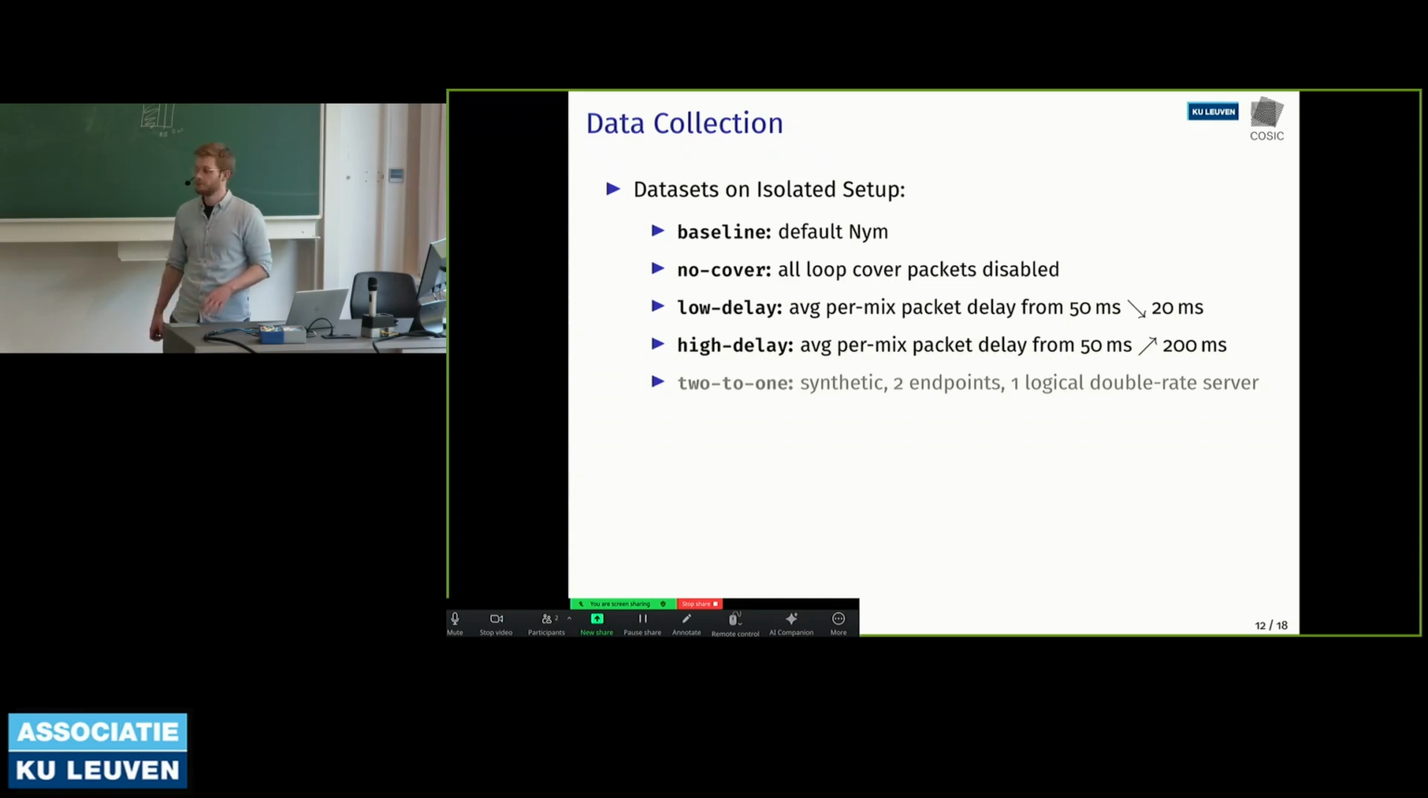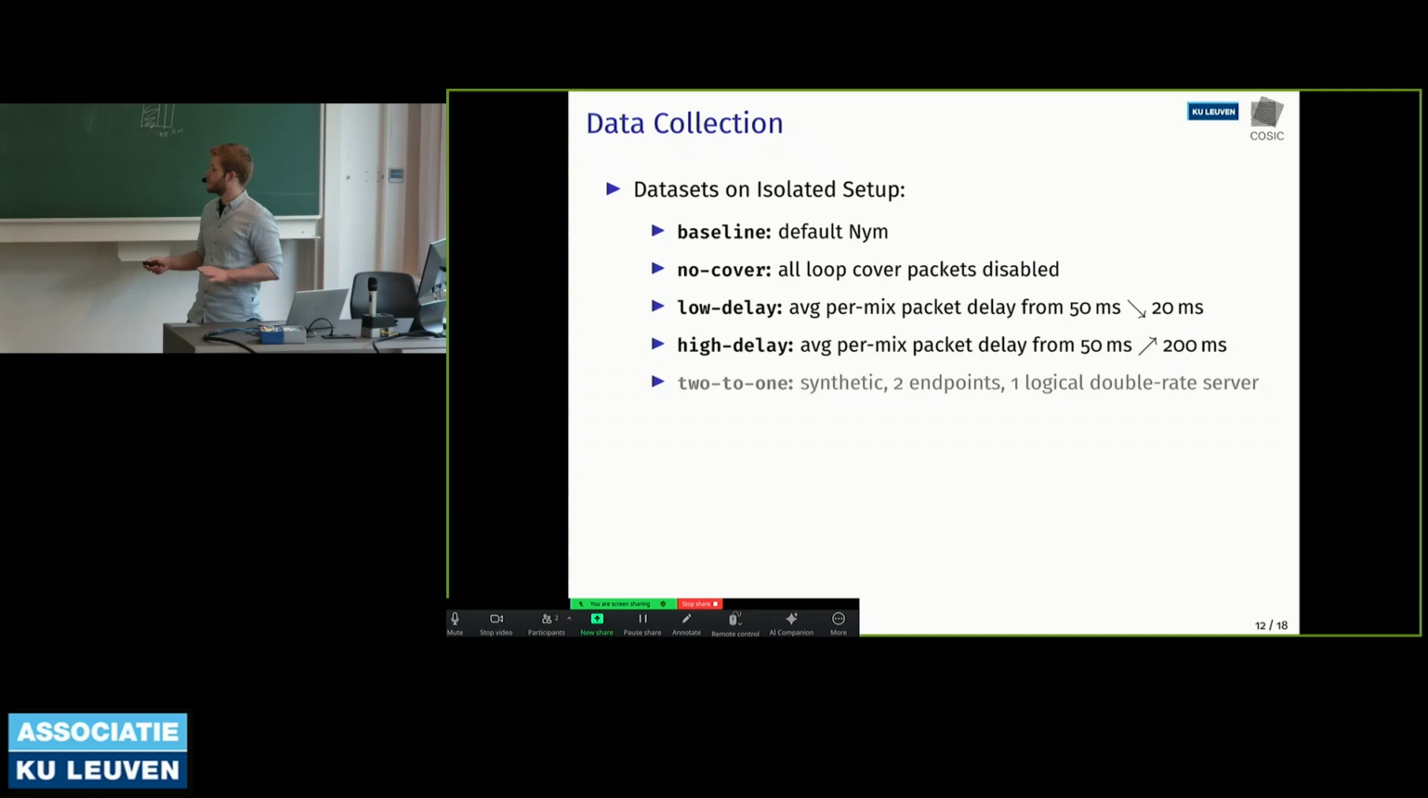I mentioned before this parameter of how long a message is delayed at each of the mixes between sender and receiver, right? And for low delay and high delay, we change this parameter from the default average of 50 milliseconds down to 20 or up to 200. Of course, you can think of this like there are more packets that this packet can mix with if you increase the delay. There are fewer packets that the packet can mix with if you decrease the delay, right? So what is the impact in terms of anonymity for this?